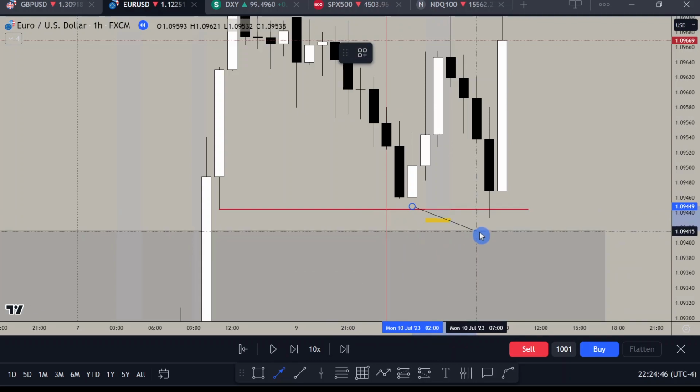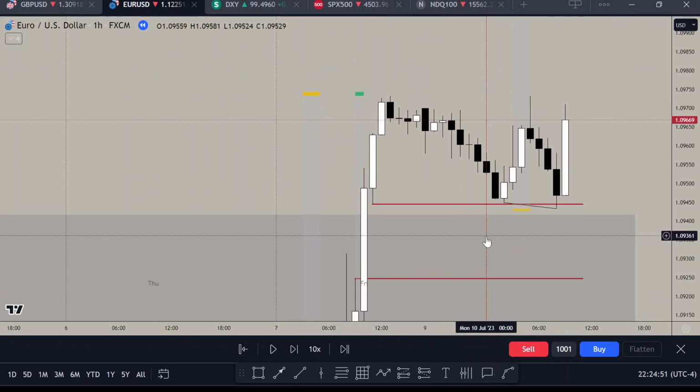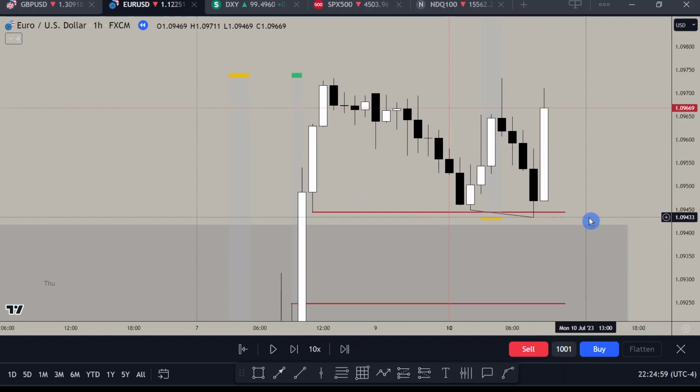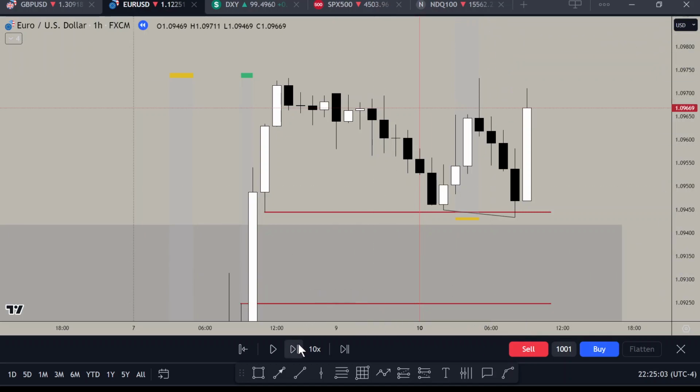So liquidity has been taken inside the fair value gap. This low is Landing session low. So Landing sells are liquidity. You know that session highs and lows have liquidity. So Landing session low has been taken. Let's see if we get a market structure shift.